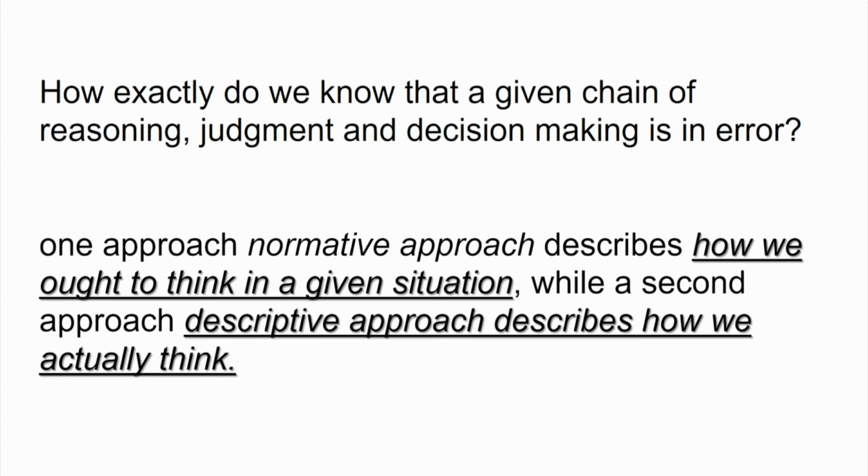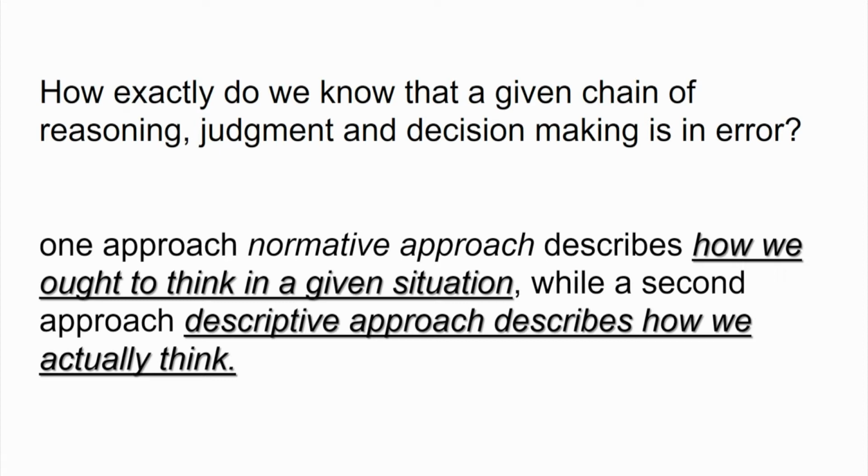Now, there are several approaches to it, but what Kahneman and Tversky actually propose is that there are two ways of thinking. One approach is called the normative approach, which describes how we ought to think in a given situation. So, these are the rules, right. The normative approach consists of the norms which are set by society.